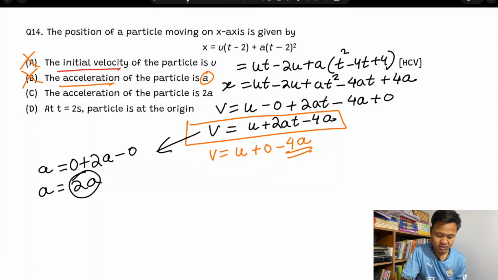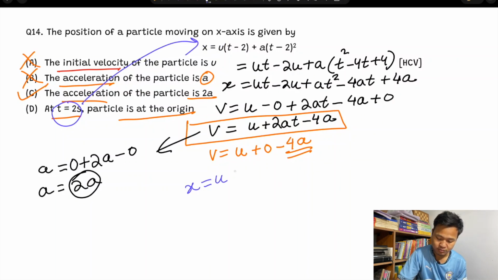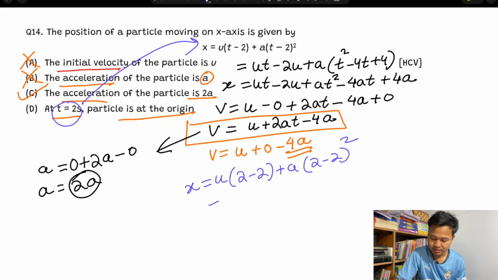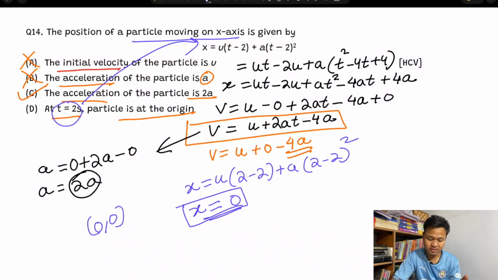Okay, so what is option C? Option C says acceleration is 2a, so that is correct. Okay, so what is option D? At t equals 2, the particle is at the origin. So you put t equals 2 here. I will have x equals u into 2 minus 2 plus a into 2 minus 2 whole square. So you see that here I get x equals 0. Since the particle is moving only along the x-axis, y is 0. So y equals 0 and x also equals 0. That means the particle is at 0, 0. So that means the origin, right? So option D is also correct.